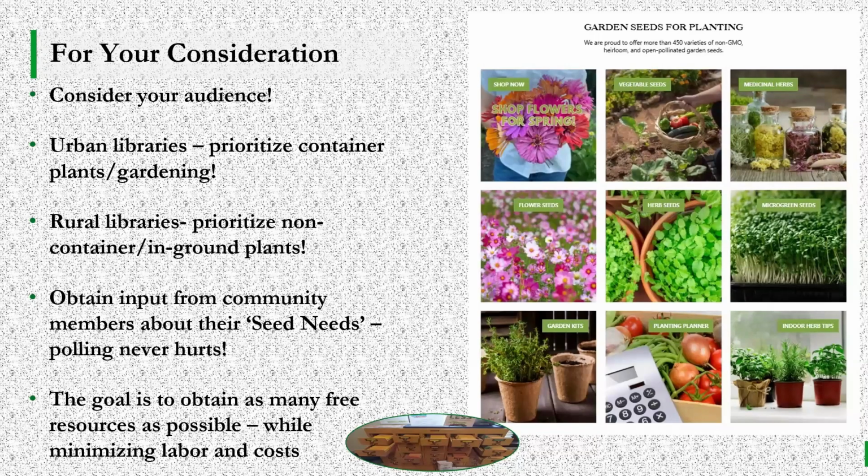Rural libraries, you might want to prioritize non-container or in-ground plants. It really depends on your situation. If you are able to garden, if you do have the space for in-ground plants. Again, obtain input from community members about their seed needs. Polling never hurts. You're going to want to probably send out a poll ahead of time. Maybe print up a form that basically says, hey, what would you like to see in the seed library? Herbs, vegetables, fruits. What is it that you would like to do?